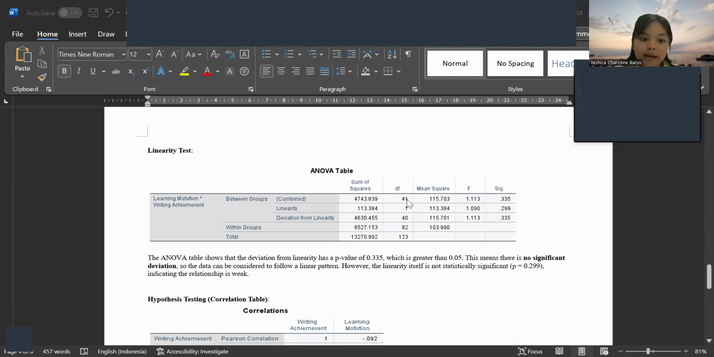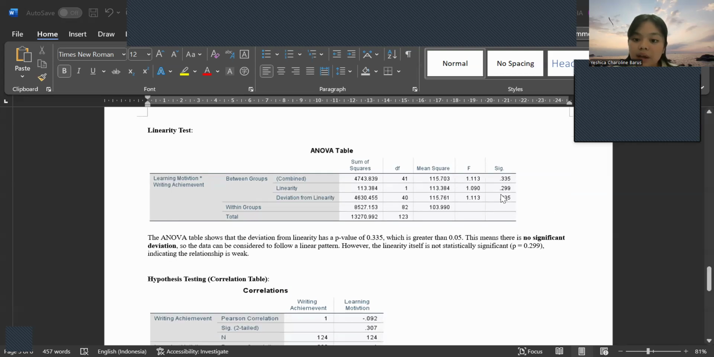And then, guys, we go into the linearity test. Then we have the ANOVA table in here. We will focus on linearity and deviation from linearity. The significance value of linearity is 0.299. It's above 0.05, so the linear relationship is not significant. Then we have the deviation from linearity. The significance value is 0.335, which is also above 0.05, which means there is no significant deviation from the straight line.